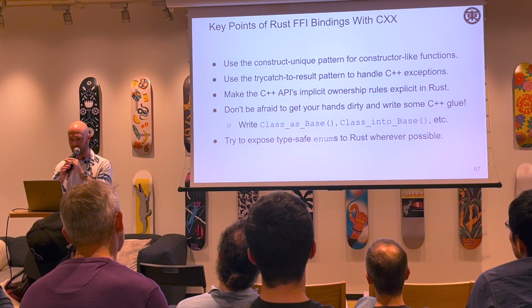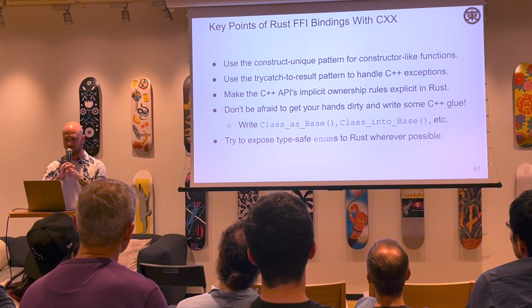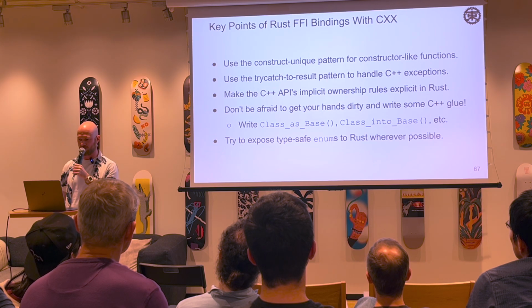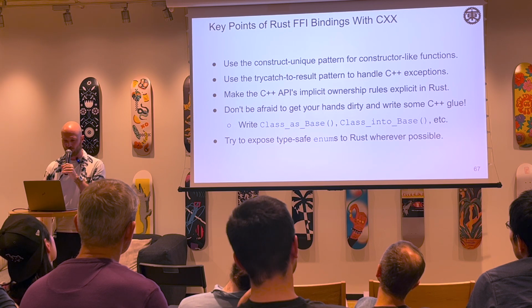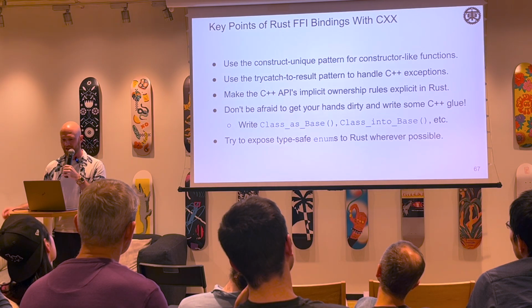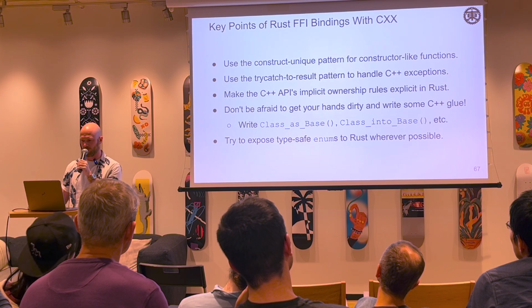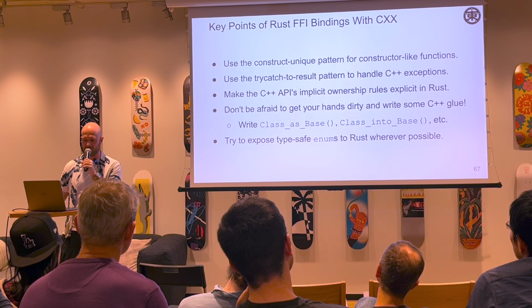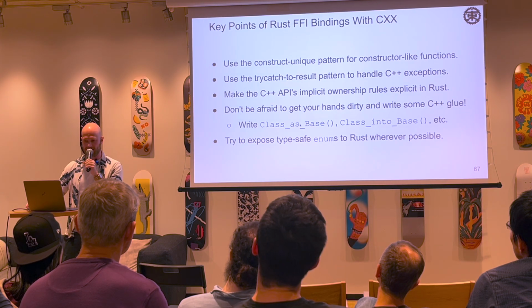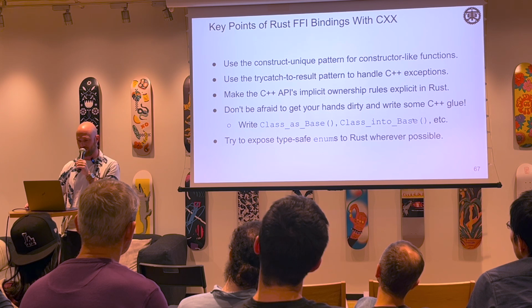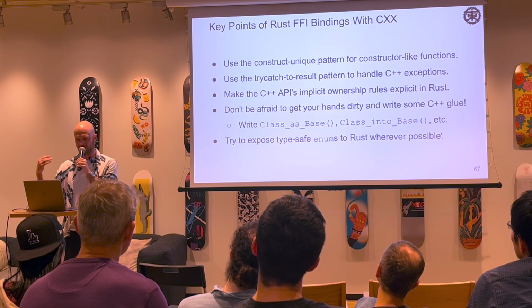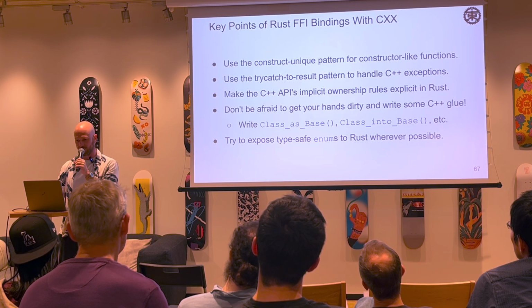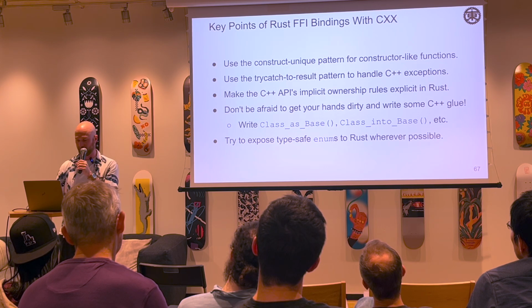Here are the key points for building these low-level Rust FFI bindings with CXX. You want to use the construct-unique pattern and the try-catch-to-Result pattern to handle exceptions. Try to make the C++ APIs' implicit ownership rules, if there are any, explicit in Rust. And don't be afraid to get your hands dirty and write a bunch of C++ glue code if you need to. Sometimes you can't avoid that. For example, I had to write a bunch of these upcast functions that are annoying, but they basically write themselves and they have no cost at runtime. They really just erase type information. And try to expose type-safe enums to Rust whenever you can.